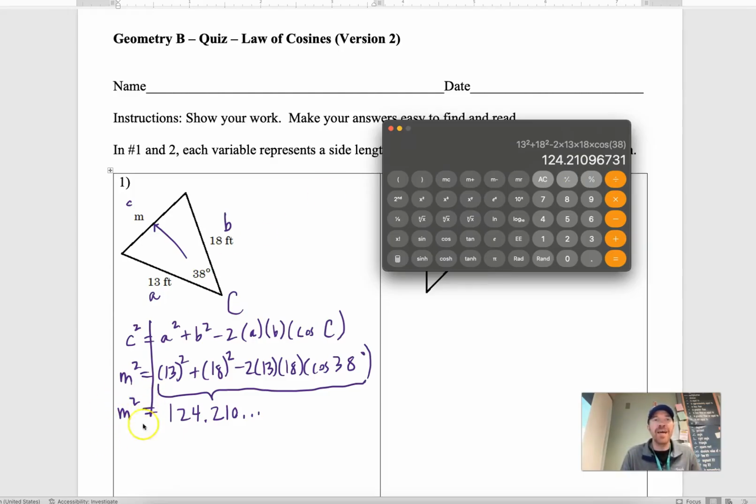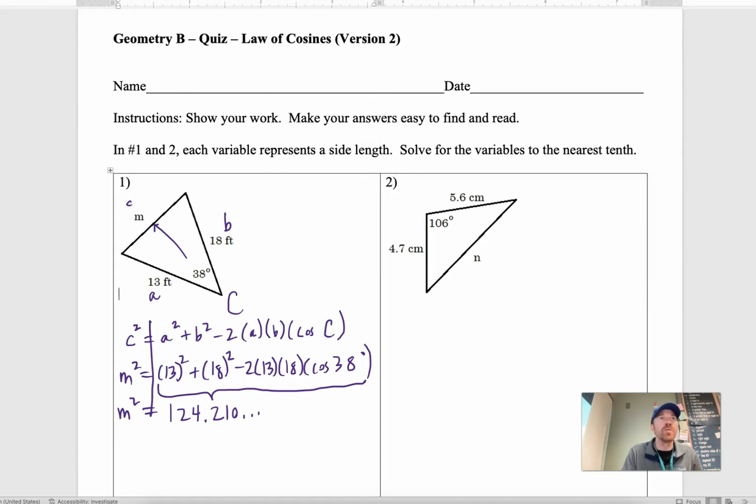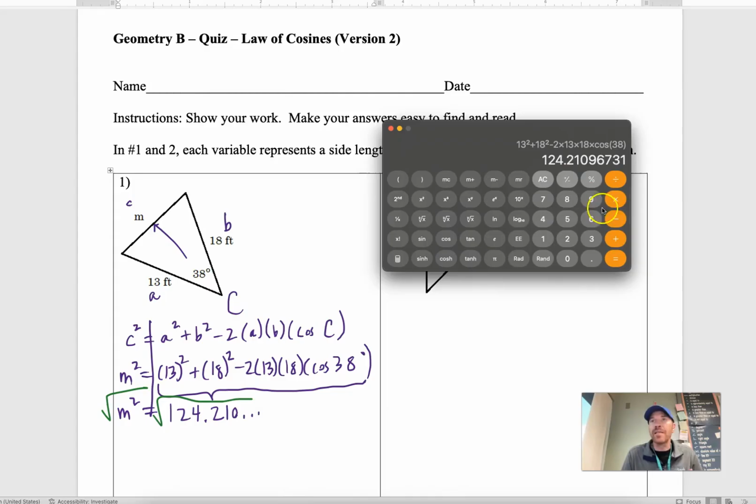But remember, that is m squared, and ultimately I don't want m squared, I want m, so I'm going to cancel this with a square root. So I'll take the square root of m squared, and I'll take the square root of that other side. Again, I can just leave that number on the calculator and say, calculator, please do the square root of that number, and then we come up with 11.144, etc.